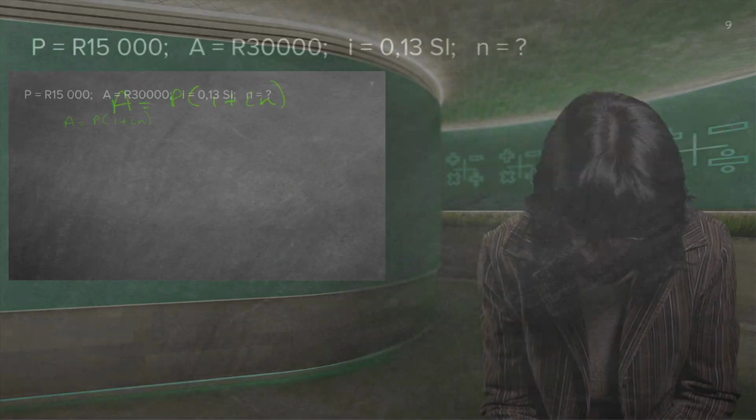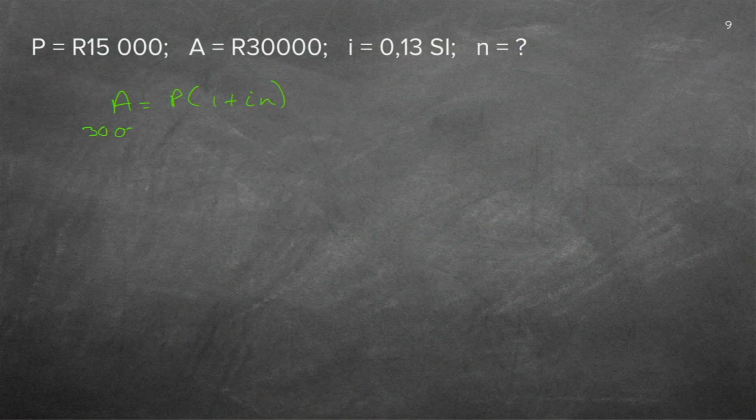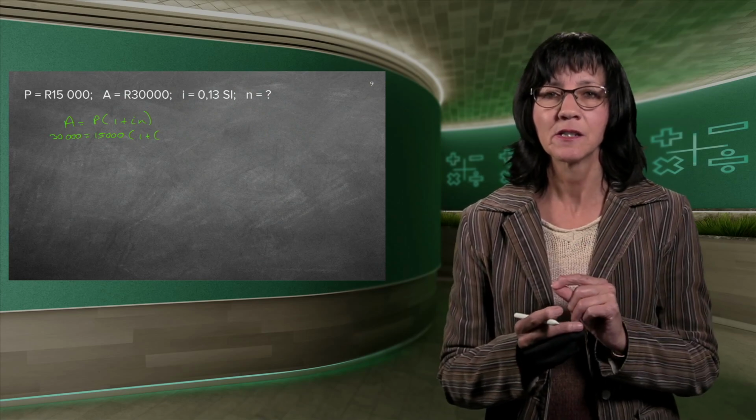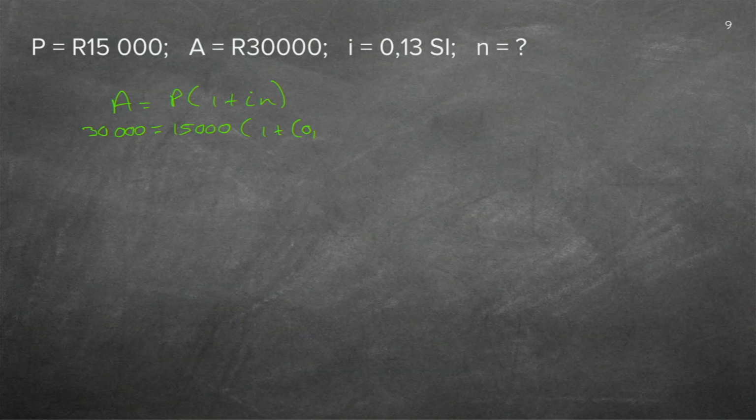Let's fill in what we have. We have the A, 30,000. We have the P, 15,000. 1 plus, we have the I. Oh, where does that 0.13 come from? Remember, it was 13%. So I need to make 2 decimals, so it's 0.13. Just always remember, you must move your comma 2 digits to the left from where it was given as a percentage, and then you will have the correct decimal. And for how many years? I do not know. So I just make an N there. Now the N I don't put in a bracket because it's still a letter. It means times with the 0.13.